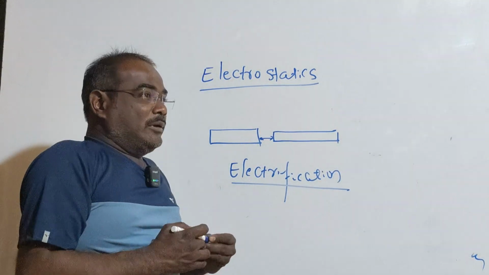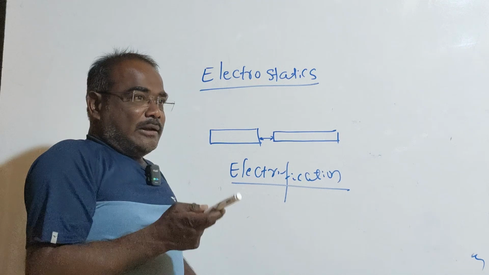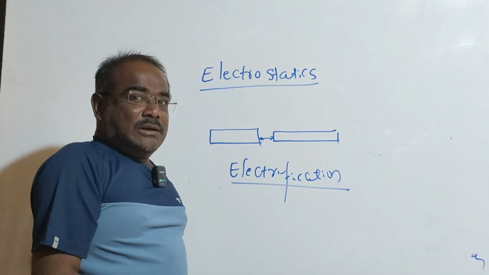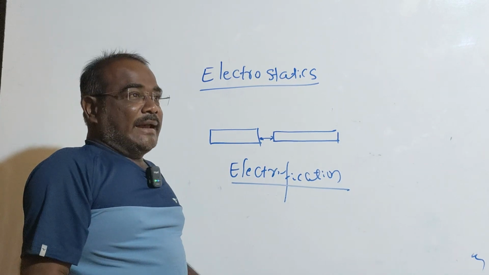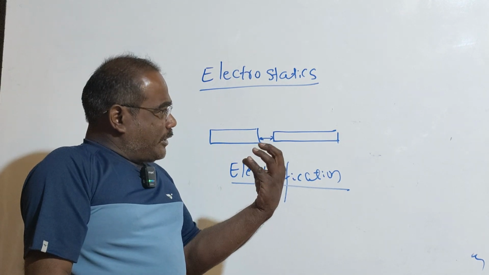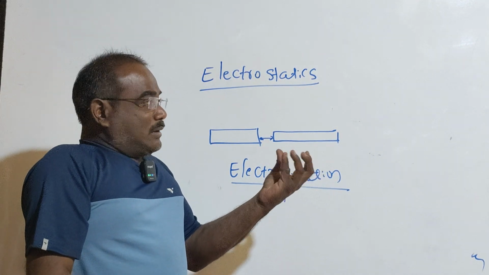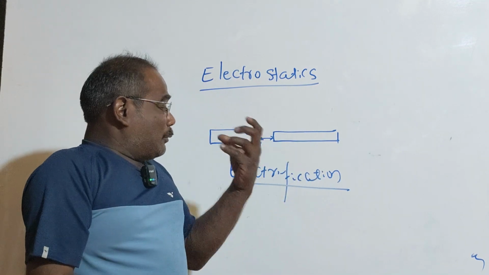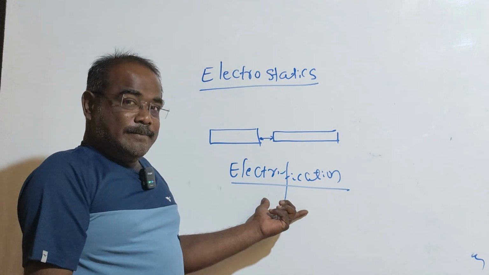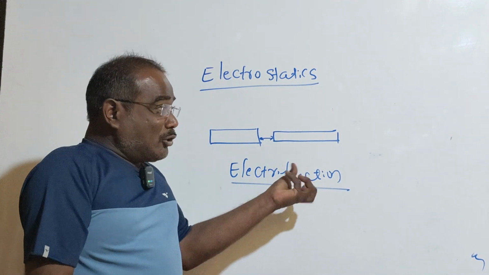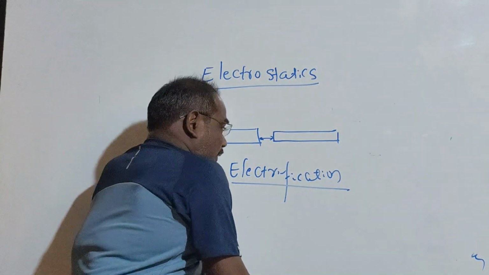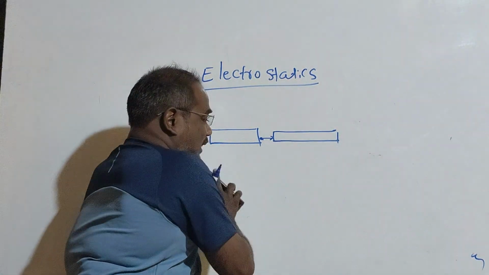Electrification can be done by rubbing. A glass rod is rubbed with silk, there is a transfer of charges. A plastic rod is rubbed with cat fur, again there is a transfer of charges. So the transfer of charges from one body to another body is called electrification. Mainly in electrification, the transfer of electrons takes place. By this we come to know that by rubbing we can make two bodies charged.